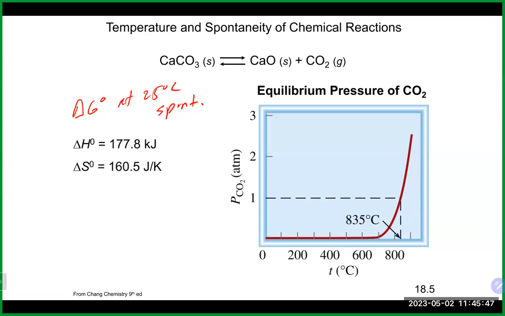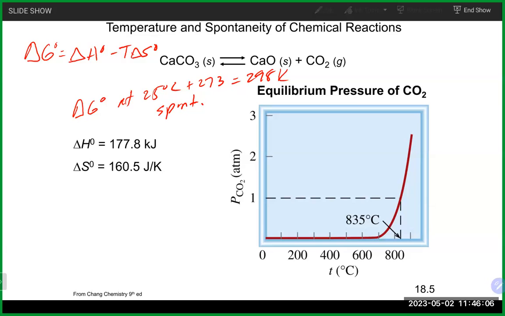We have our delta H and our delta S given to us. So here we do want to use delta G is equal to delta H minus T delta S. We would need to add 273 here to convert into Kelvin. And then we're pretty much good to go to punch it into there.